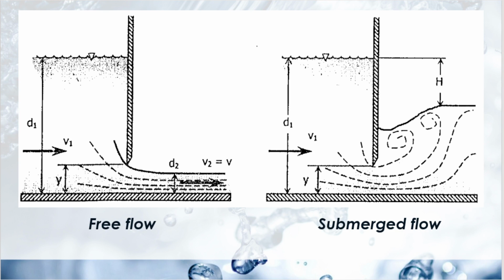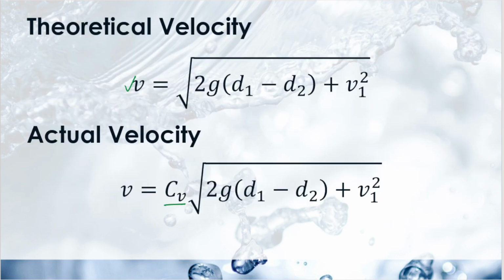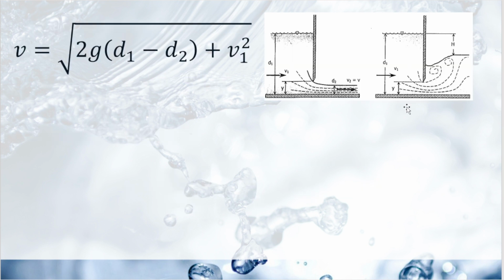In relation to the velocity, we have this formula for the theoretical velocity. Velocity is equal to the square root of 2g multiplied by (d sub 1 minus d sub 2 plus v sub 1 squared), and the actual velocity is obtained by multiplying the theoretical velocity by the coefficient. To derive the formula, let's have this illustration back again. This is both for the free flowing and submerged. I think this is the free flowing and this is the submerged, so we could use this for both.